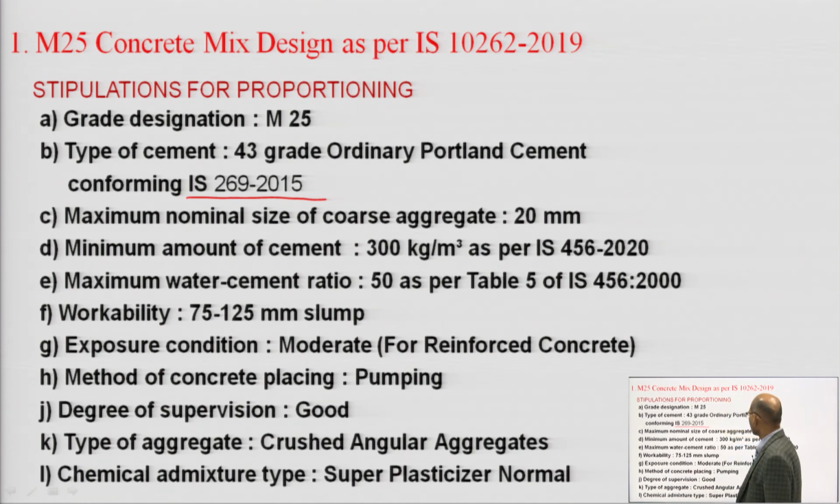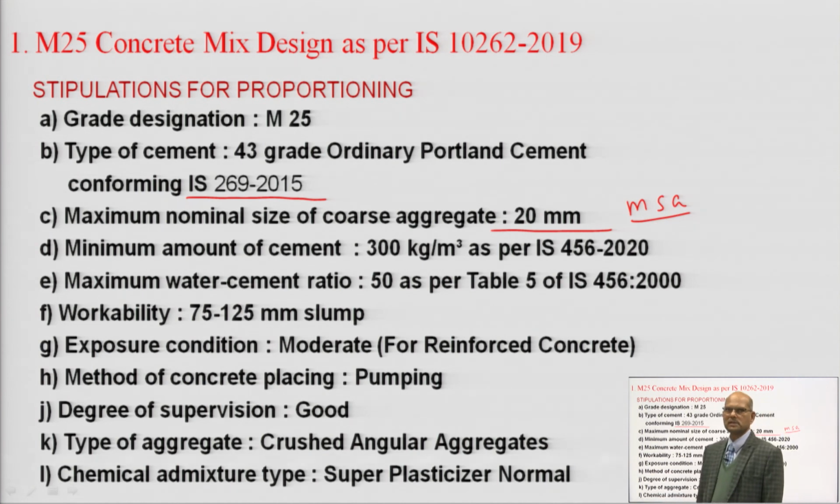Then we have the maximum size of coarse aggregate, because you have different sizes of coarse aggregate: 20 mm downside, 40 mm downside or 80 mm downside. So, here the field requirement is 20 mm and downside. So, this is the maximum size of aggregate. Okay. Then the minimum amount of cement is also specified: 300 kg per meter cube.